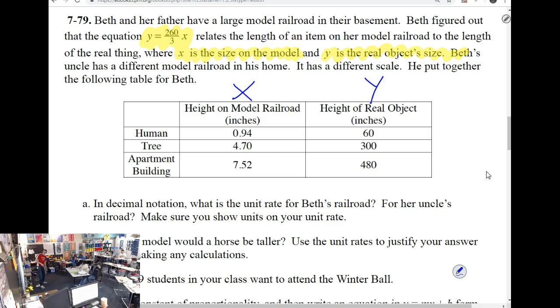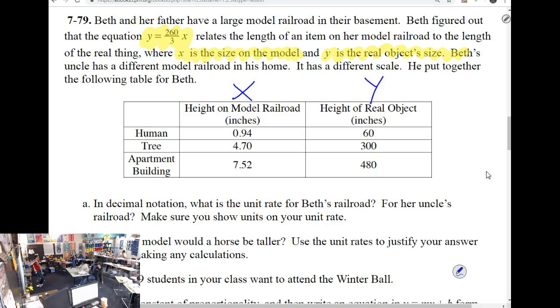in decimal notation, what is the unit rate for Beth's railroad? And then for her uncle's railroad? So we know Beth's 260 over 3. Right? Beth figured out the equation that relates, so that's hers. But this, and some of us right now are like, oh, I didn't read this. This table shows us her uncle's railroad, which is different.